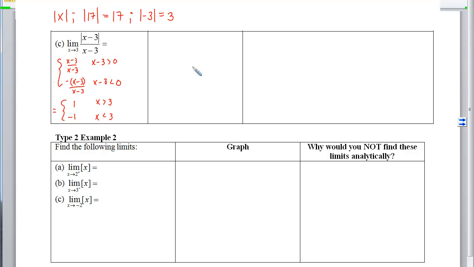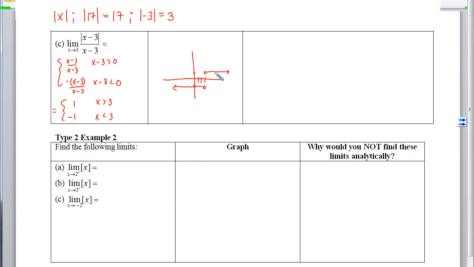So what does that mean for us graphically? It means that at 3, I'm going to see a change in behavior. When I'm earlier than 3, I will have a y-coordinate of negative 1. And if I'm larger than 3, my y-coordinate will be positive 1.